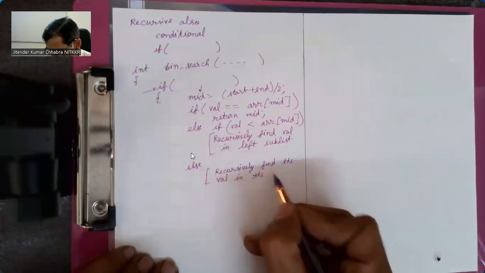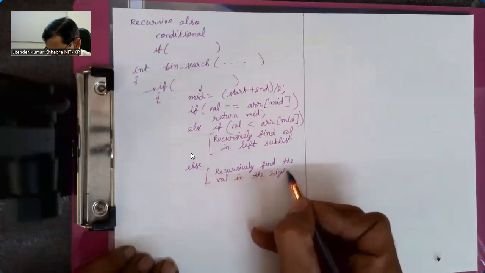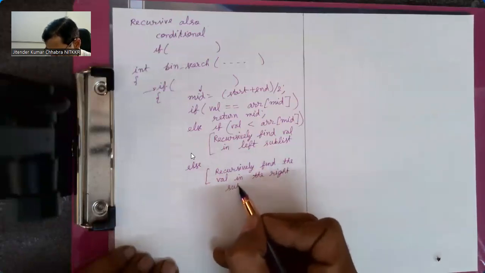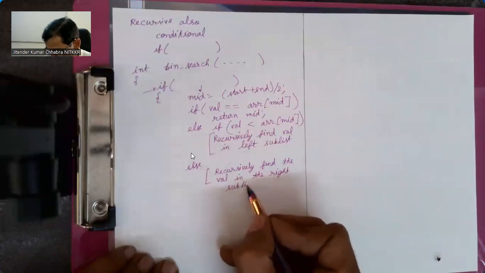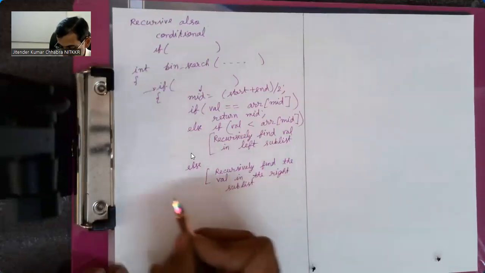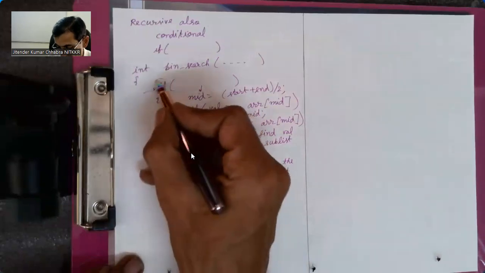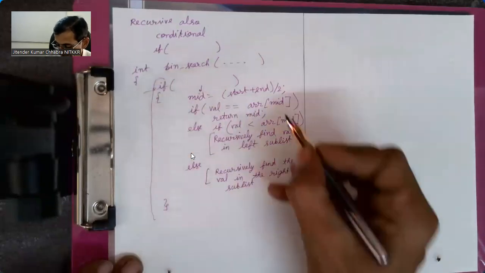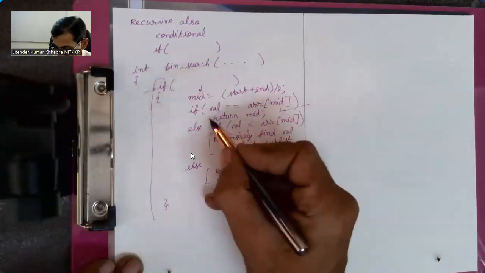In the right sublist. Why I'm not writing the syntax now, I will explain. So that's it. This is the overall process. If successful, you have the return value.